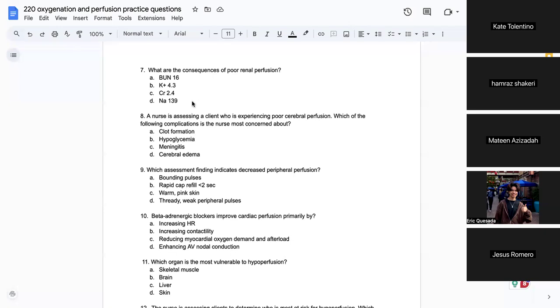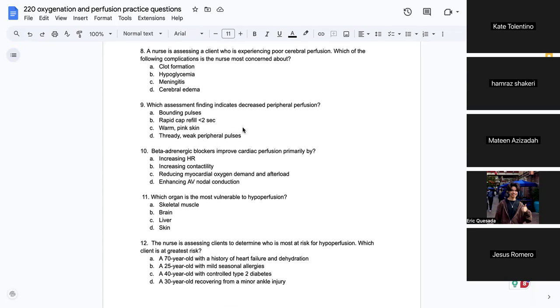Great job, guys. You guys know your levels. So yes, the answer for this one is going to be C, creatinine of 2.4. Our other levels are normal, and our normal creatinine is supposed to be from 0.6 to 1.2. So this is elevated.